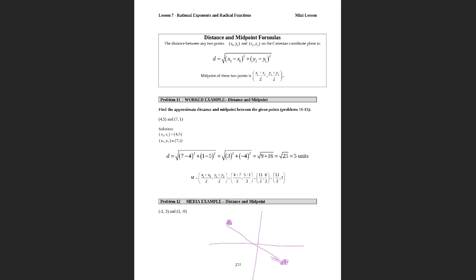Don't worry about my drawing. So you want to find the distance between these 2 points. How do we do that? And this is the formula.